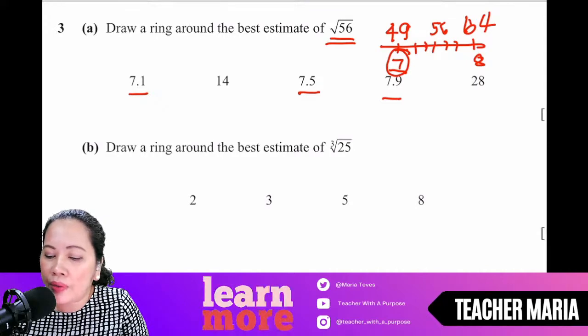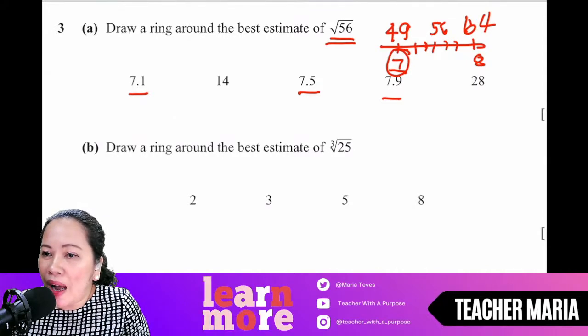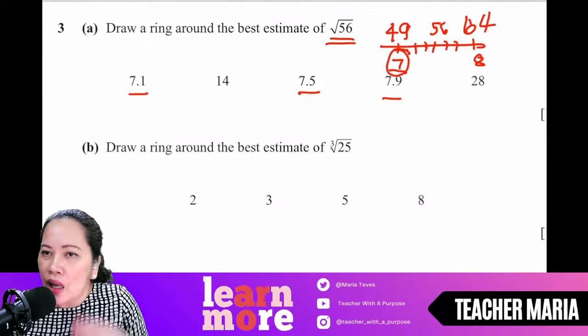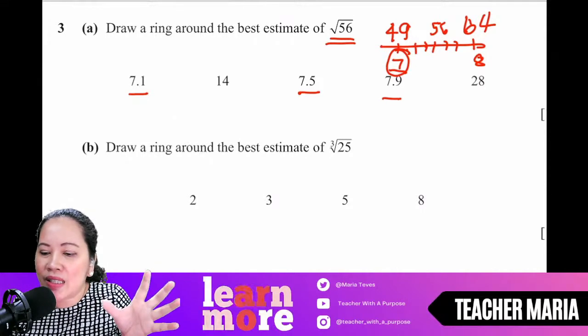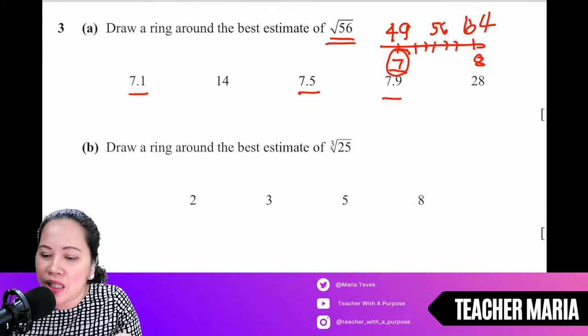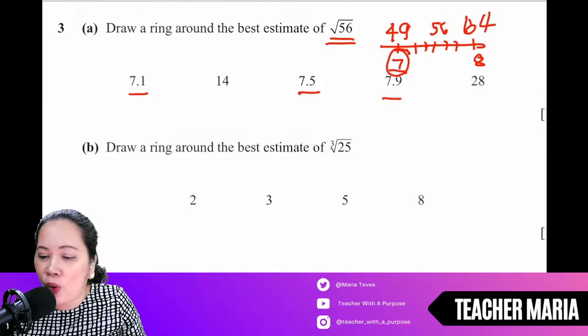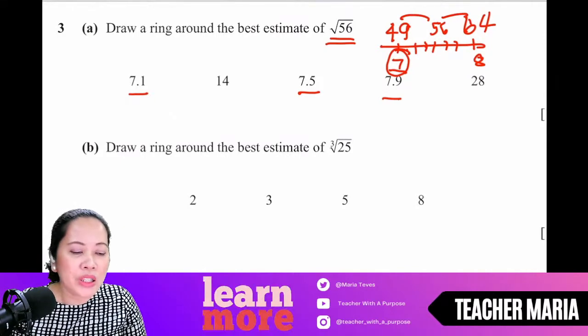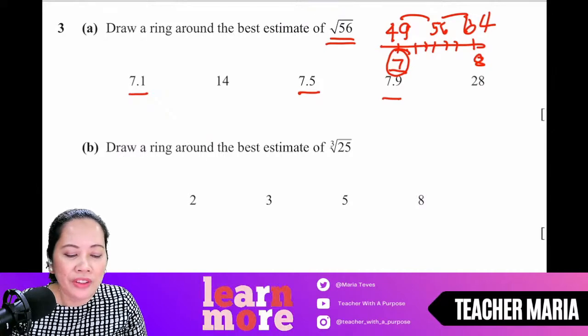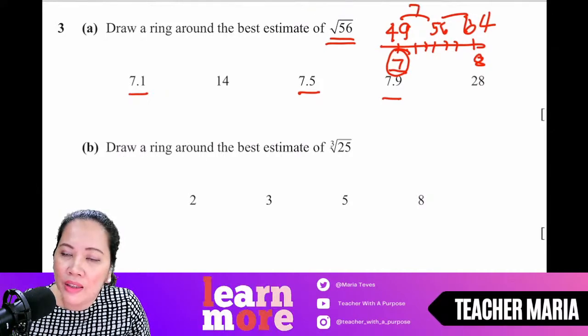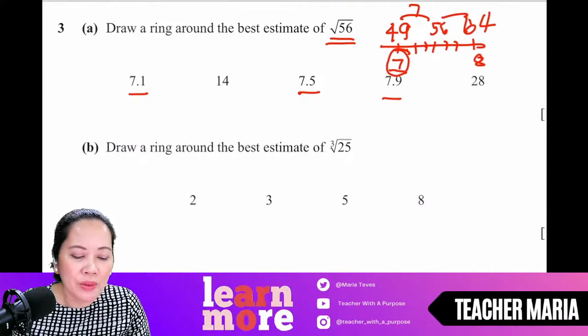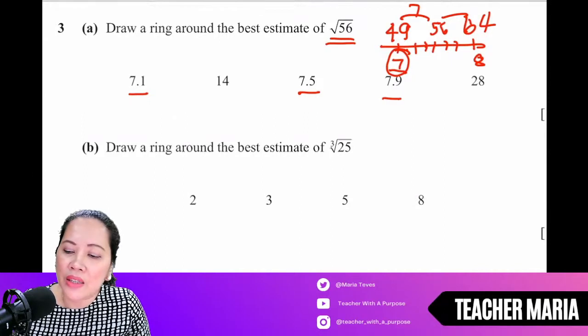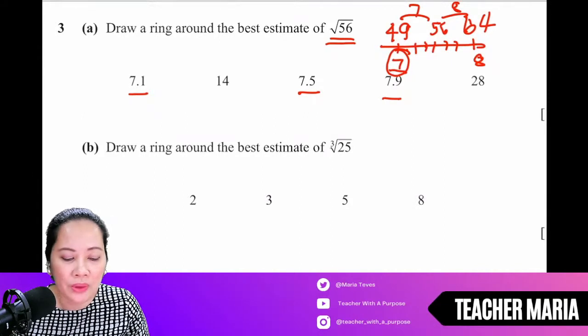Okay? Now, you have to find what is the difference or the distance between 49 to 56 and 56 to 64. That is how you estimate. So if we have 49 to 56, that is 7 difference, and you have 64 and 56, that is around 8 as well, right?